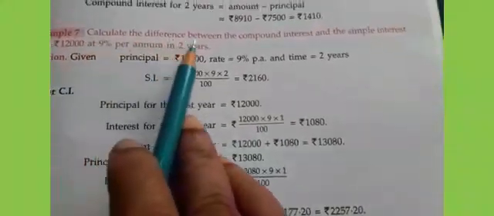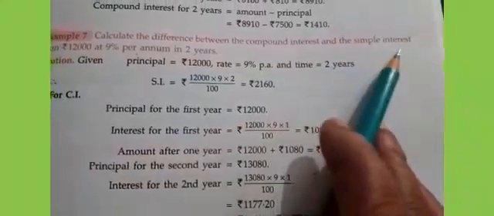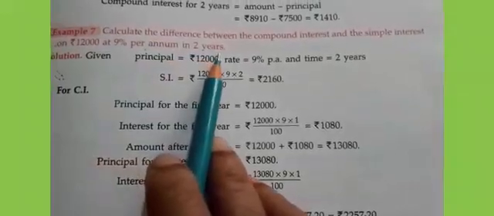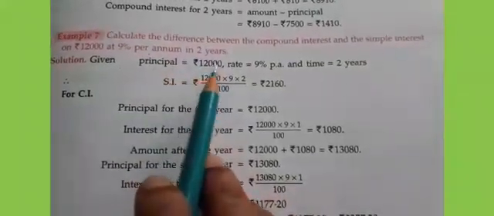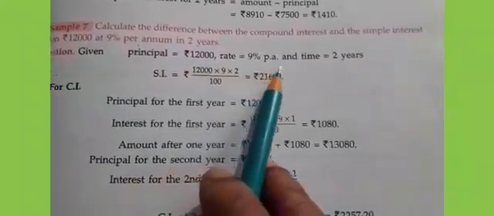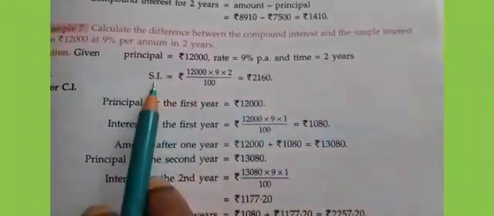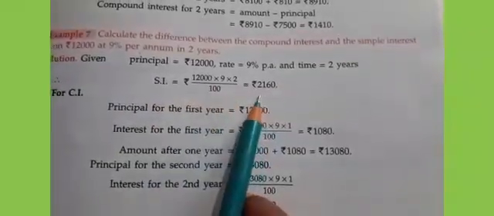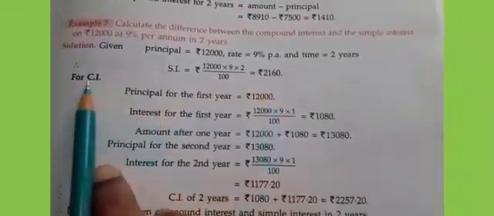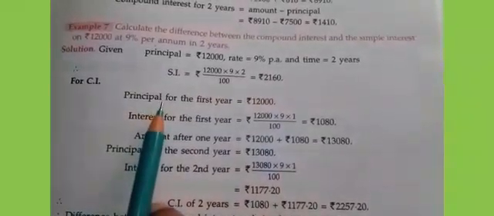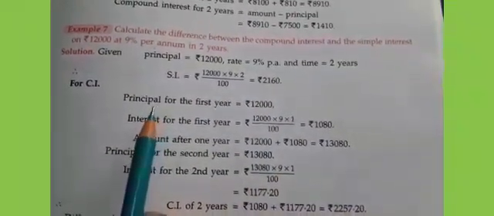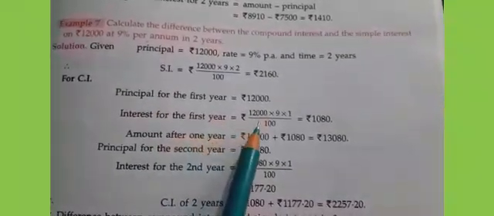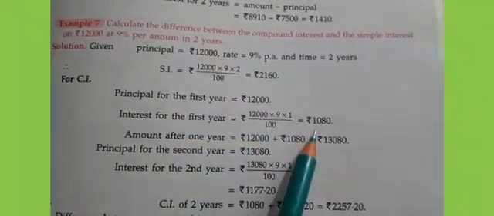Example 7. Calculate the difference between the compound interest and the simple interest on ₹12,000 at 9% per annum in 2 years. So here we are given the principal 12,000, rate 9% per annum, and time 2 years. So simple interest for 2 years will be 12,000 into 9 into 2 by 100, that is rupees 2160 we are getting. Now for compound interest, we have to find principal and interest for each year. So here principal for first year we have 12,000. Interest for first year will be 12,000 into 9 into 1 by 100, that is 1080.